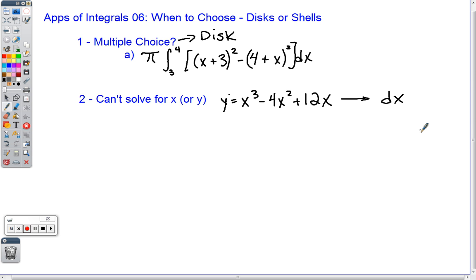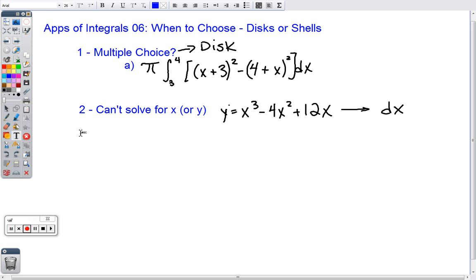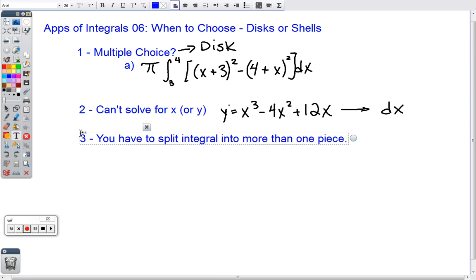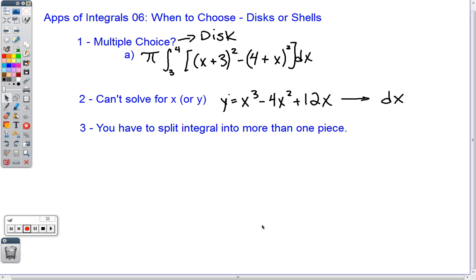And it just means you don't have the option to switch to something that might be easier. Okay. Now, these are the things that tell you you have to solve in one or the other. Reasons that you might want to switch if you have the option. Okay? The third reason you might want to look for something else: you have to split the integral into more than one piece. Okay? This will be the third reason you want to pick one choice over the other.